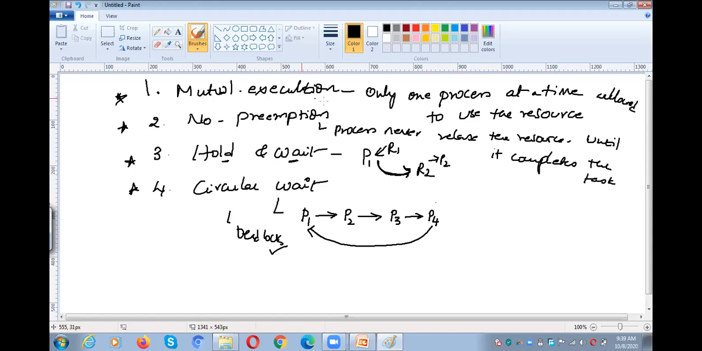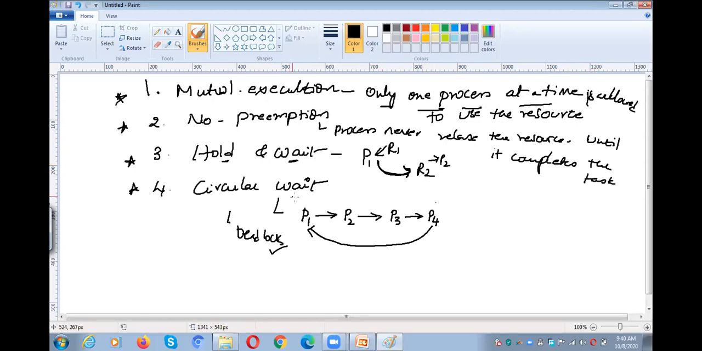What is mutual exclusion? Only one process at a time is allowed to use the resource. What is no preemption? The process never releases the resource until it completes the task. What is hold and wait? P1 is holding a resource and it is waiting for the resource which was allocated to some other process.